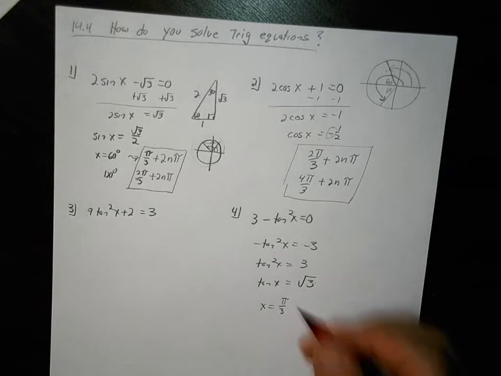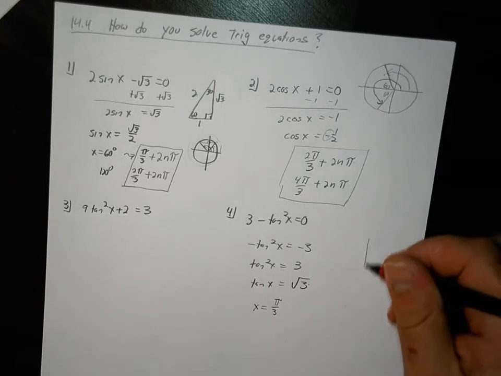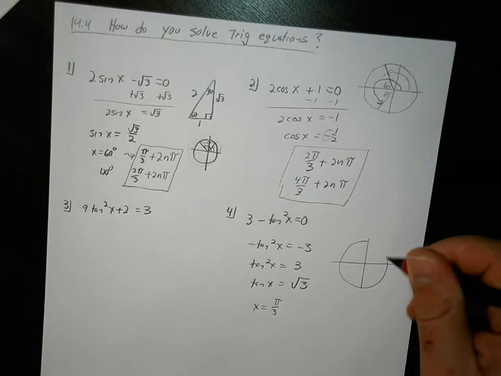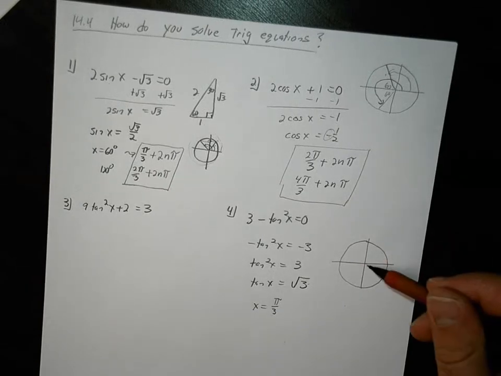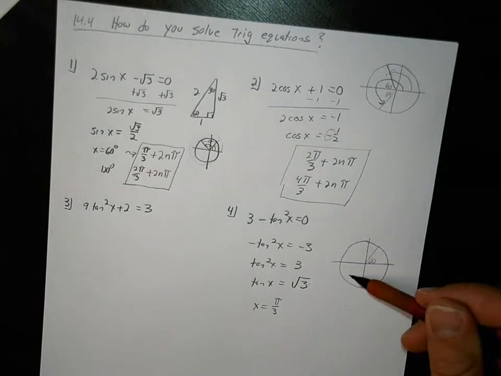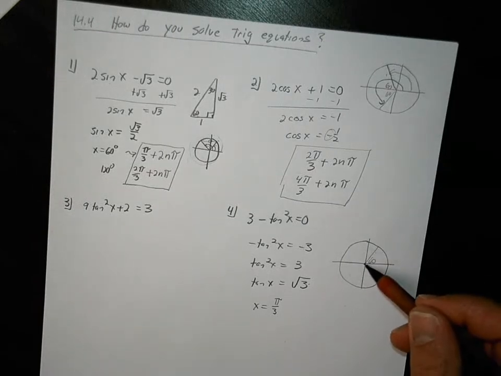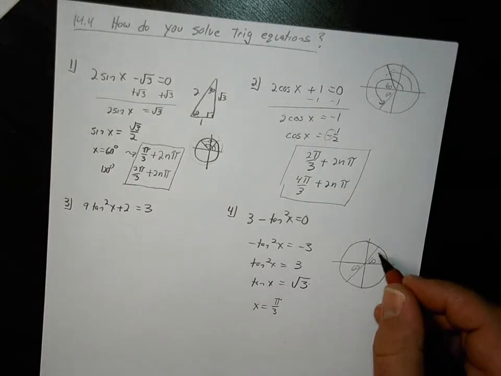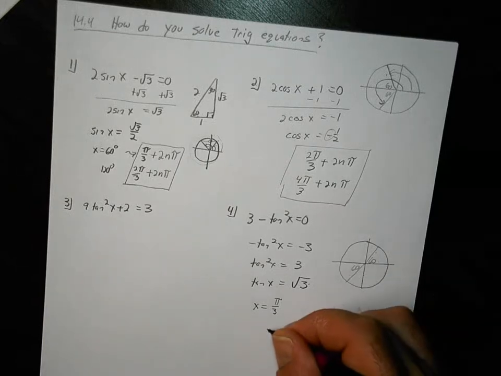Okay? So think about that unit circle again. Pi over 3 is 60 degrees. Where else is tangent positive? Tangent's positive over here, so I draw a 60-degree angle here. So this is going to be pi over 3 here, but over here it's going to be 4 pi over 3.